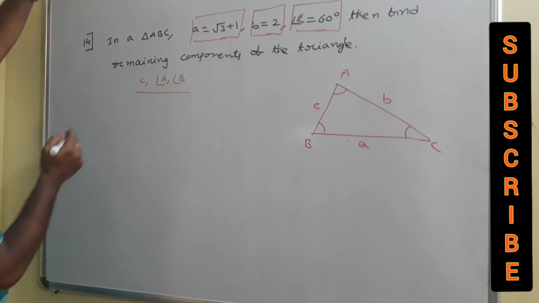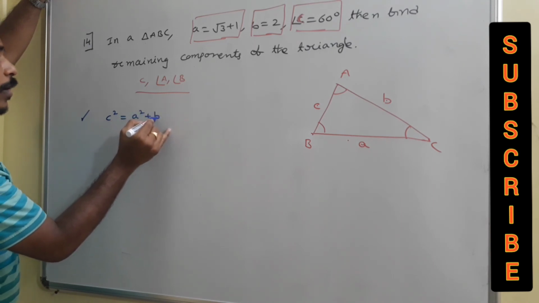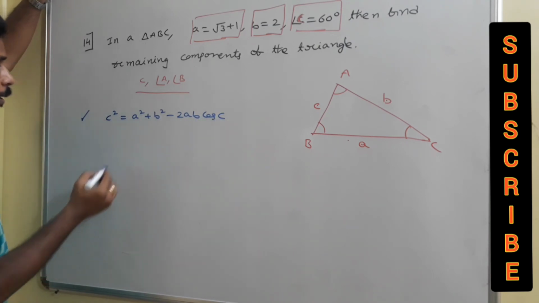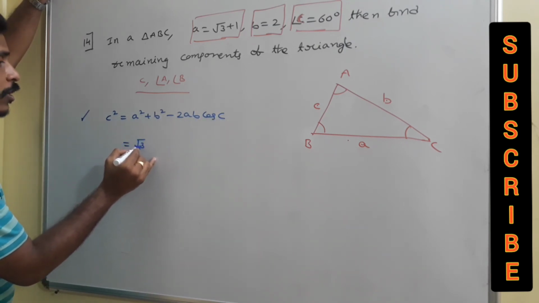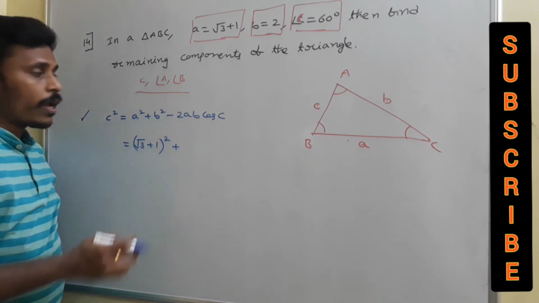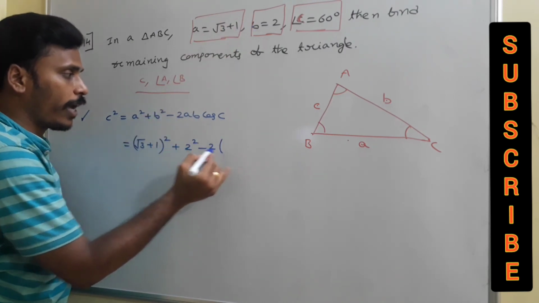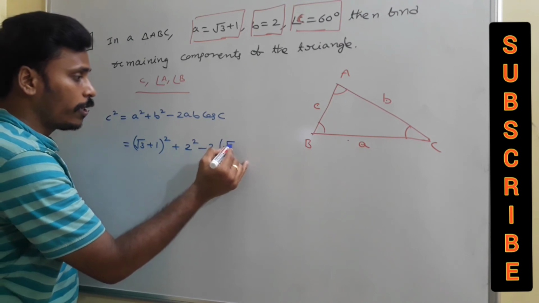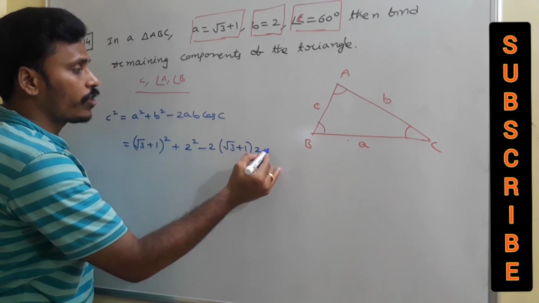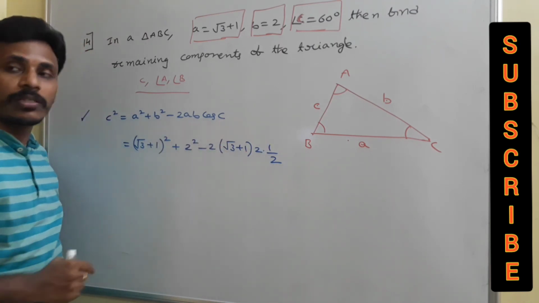As per the cosine rule, side c is given like this. c square is equal to a square plus b square minus 2ab cos C. That is the formula. And that is equal to a square, where a is given as root 3 plus 1, so root 3 plus 1 whole square, and b square. What is b? b is 2, so 2 square, minus 2 times a, root 3 plus 1, b is 2, and cos C. Cos 60 degrees is how much? 1 by 2. I am just writing that cos 60 as 1 by 2.